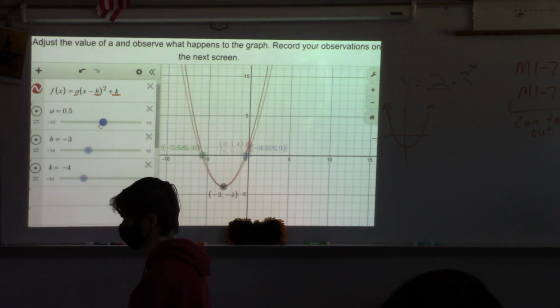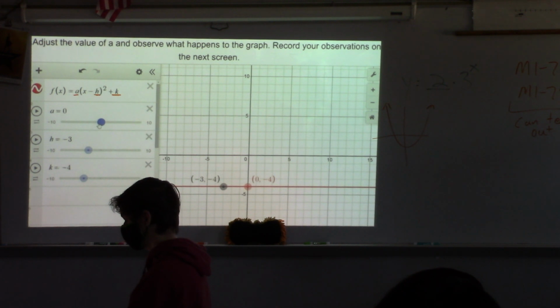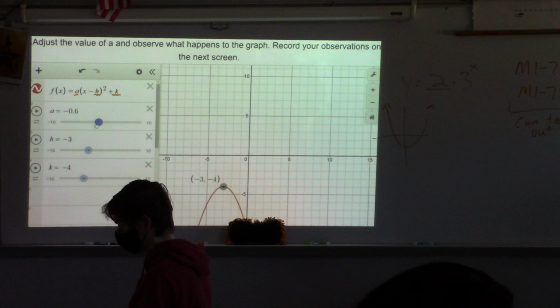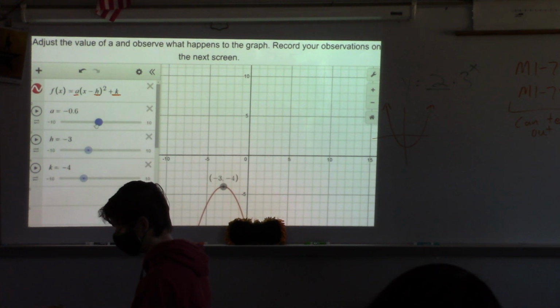Okay, so actually let's look at 0. When it's at 0, we have what kind of function? A linear function, a line, right? But when A is less than 0, which is when it is negative, there we go. Okay, so we want to notice these things.